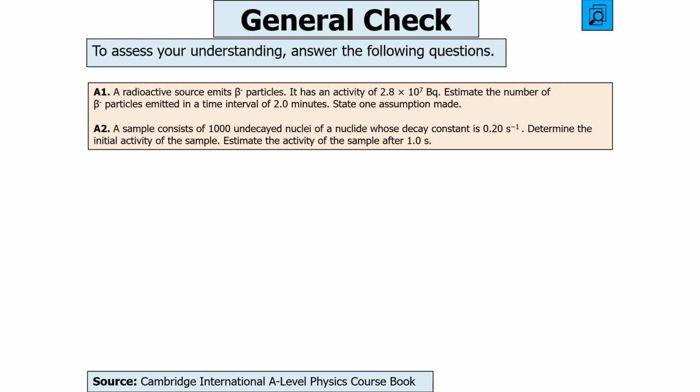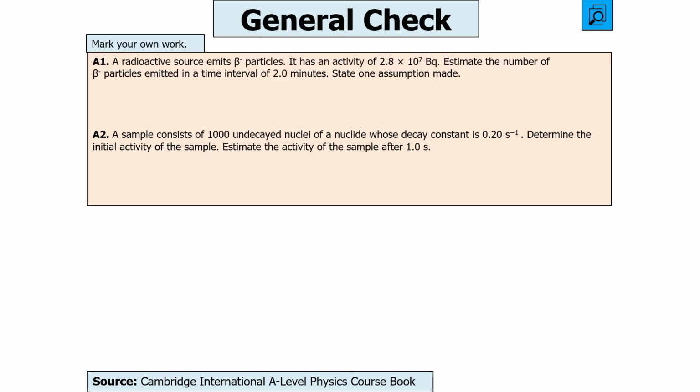The next question says, a radioactive source emits beta minus particles. It has an activity of 2.8 × 10^7 becquerels. Estimate the number of beta minus particles emitted in a time interval of 2 minutes. State one assumption made. Then a sample of 1,000 undecayed nuclei of a nuclide whose decay constant is 0.20 s^-1. Determine the initial activity of the sample. Estimate the activity of the sample after 1 second. So pause the video now, then unpause the video and you want to go through your answer.